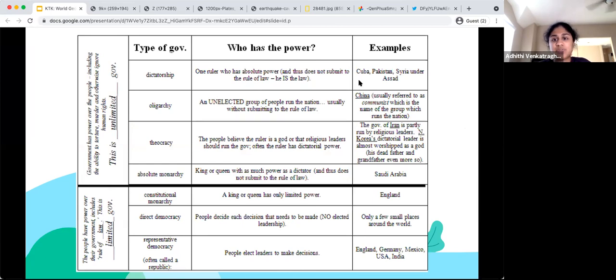A dictatorship would be places like Cuba, Pakistan, Syria under Assad. An oligarchy would be places like China, usually referred to as a communist nation. A theocracy would be a place like Iran, or they say North Korea as well in this document. Absolute monarchy, Saudi Arabia. The king or queen has limited power in a constitutional monarchy, which is England. A direct democracy has a few small places around the world, not enough to be very notable. And importantly is the representative democracy or the republic democracy. That would be England, Germany, Mexico, USA, and India.